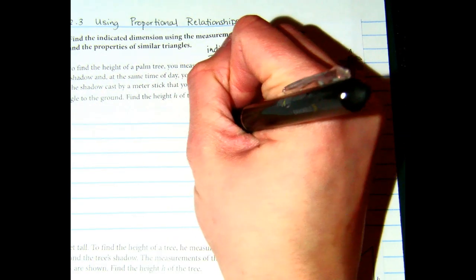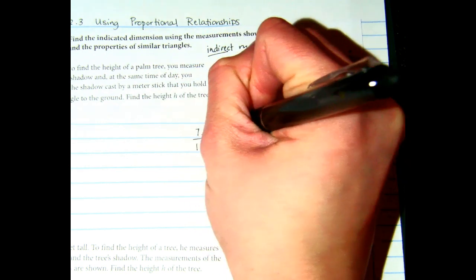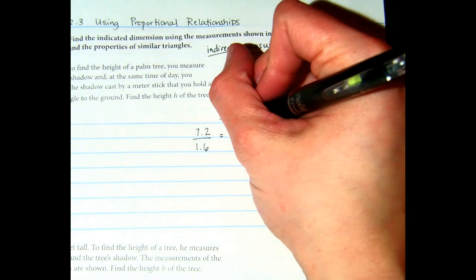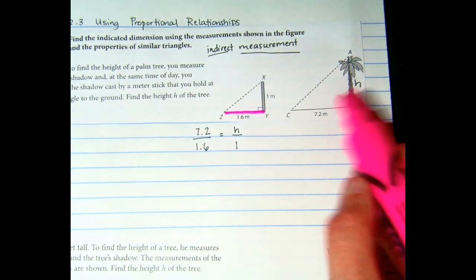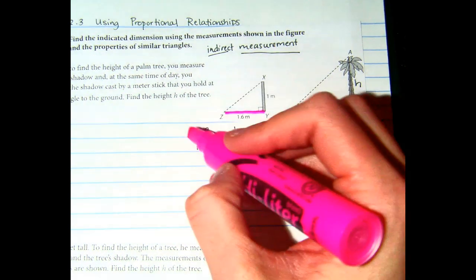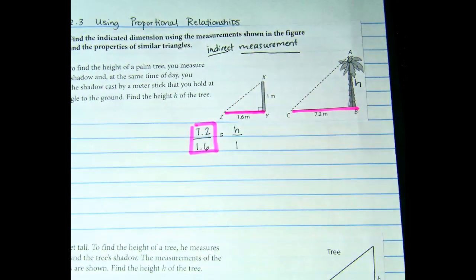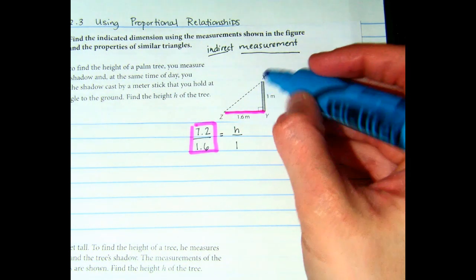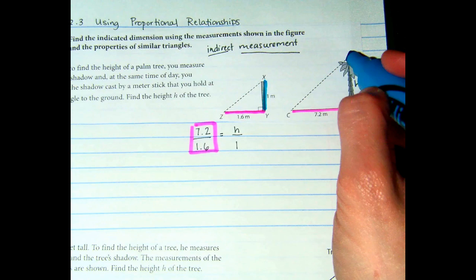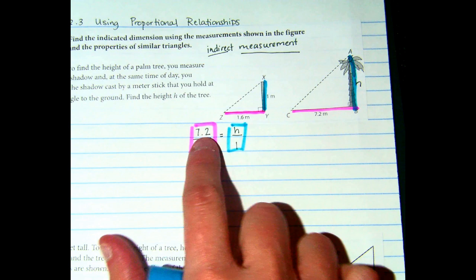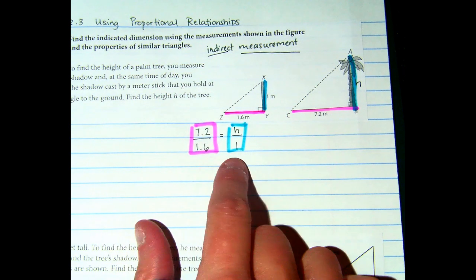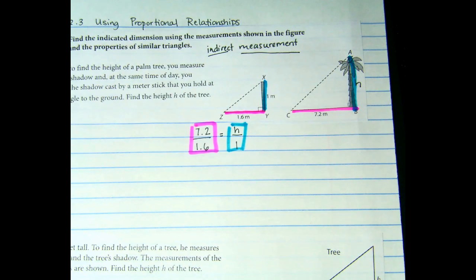Okay, 7.2 over 1.6 equals h. They use the variable h, so I'm going to use what they use, over 1. So notice he's got this length in this fraction, and this length in this fraction. Can you do it another way? Yes, it does not matter. You could have done the 7.2 and the 1.6 here, and the h and 1 here. It does not matter as long as they're in the same kind of idea here.